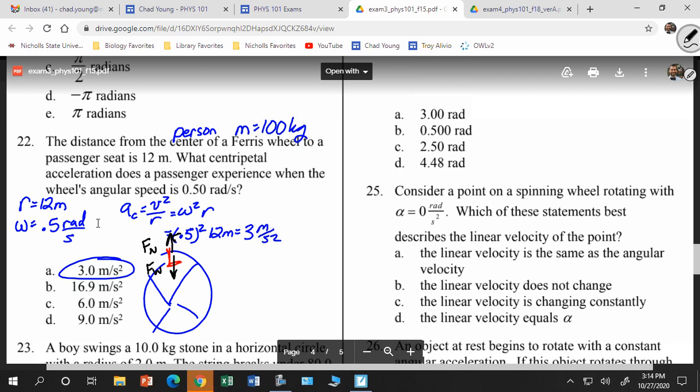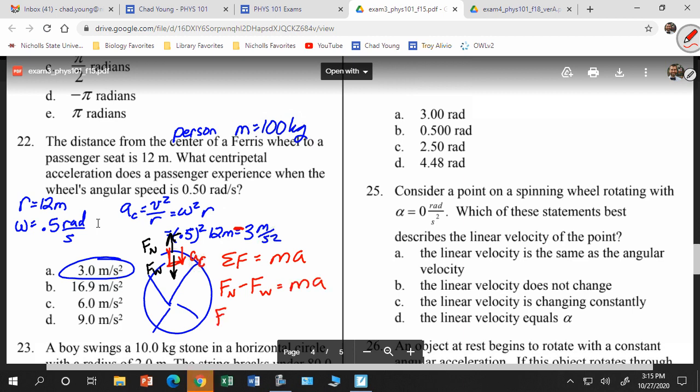The key to this problem is recognizing that the acceleration, the centripetal acceleration, is down. So AC is in the negative direction. So really, I want to give that a negative value, negative 3 meters per second squared. And then it's applying Newton's second law, just like we did in chapter 4. Now the sum of the forces equals m times a. The sum of the forces is Fn minus Fw equals the mass times the acceleration.